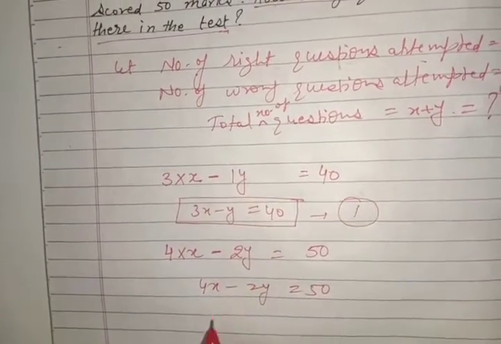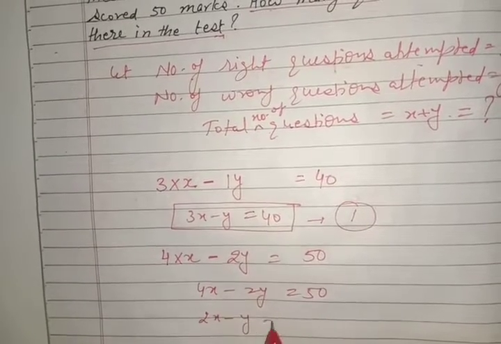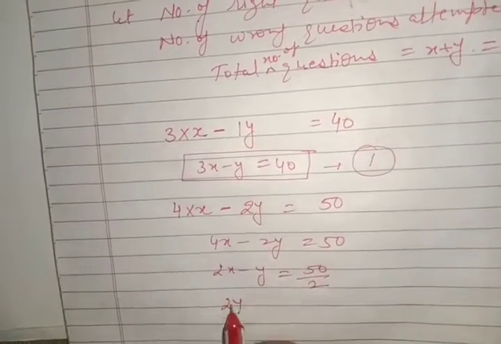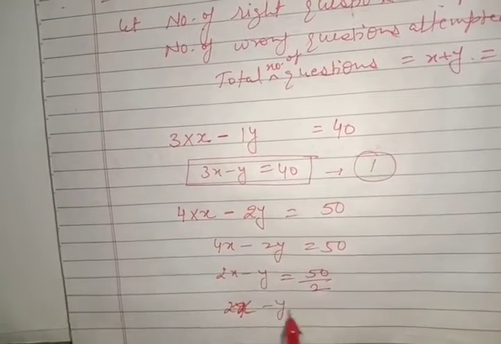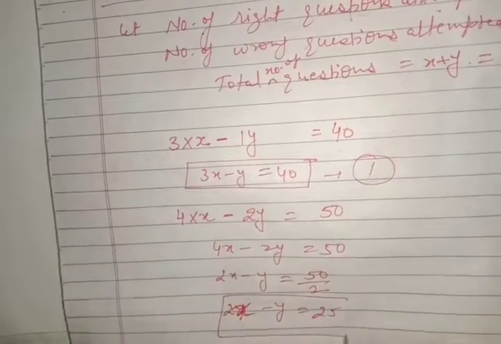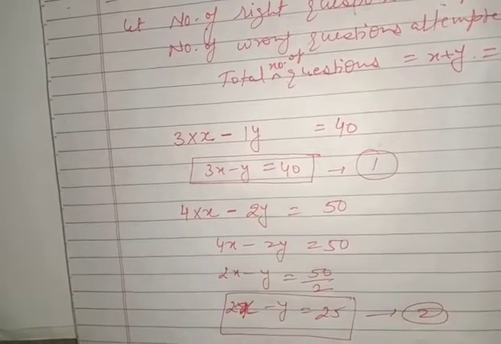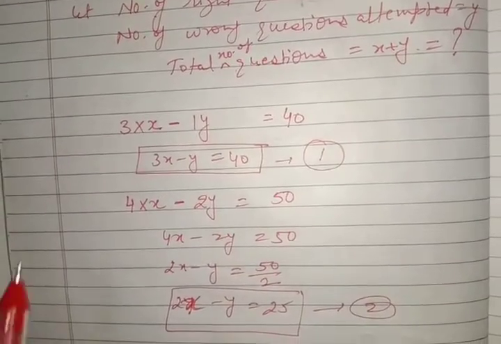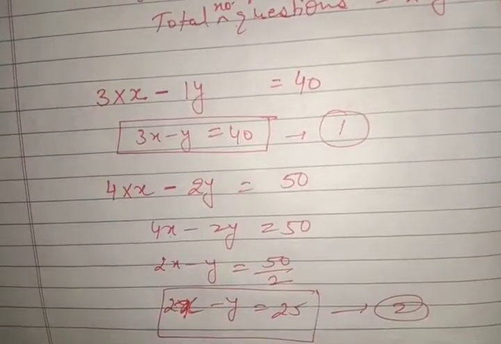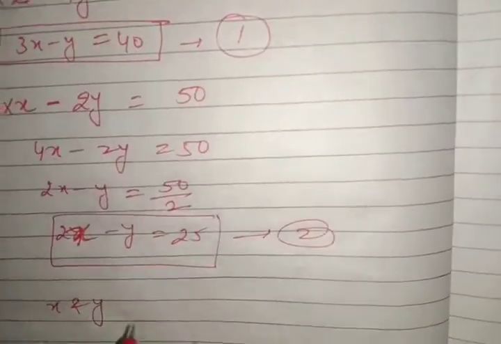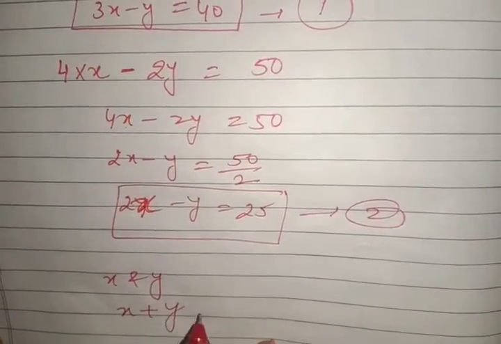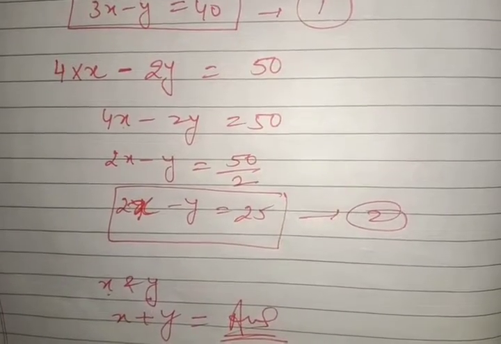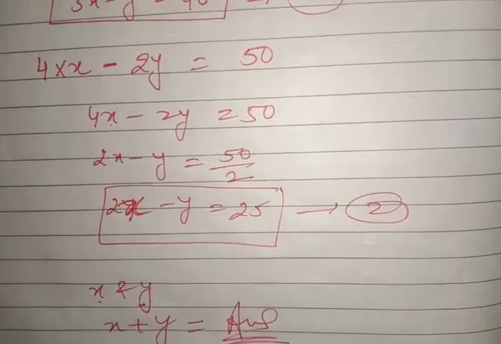You can take 2 common from here. It is 2x minus y is equals to 50 upon 2, and this will become 2x minus y is equals to 25. Now again by any method you can solve it. So very easy question it is. Just you need to keep this thing in mind. After getting x and y values, you will add. This is our final answer. You will add how many wrong, how many right, and after that you will add them.